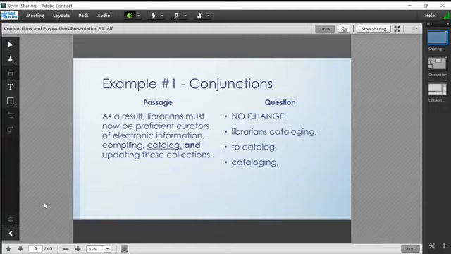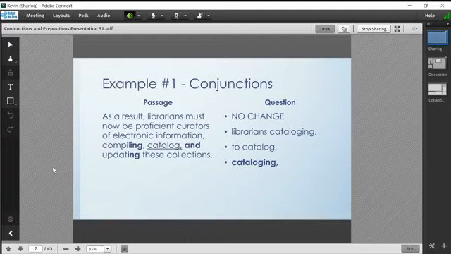So in this case, I see that word catalog, but what are the other words we have there? Well, I notice I have compiling, and then after I have updating. So because I have compiling, I have updating, and then I have my conjunction and, I need to match that up with cataloging. So that's why the correct answer would be the fourth answer choice, cataloging. So I have compiling, cataloging, and updating. Okay, so that's our first example. Relatively straightforward question.